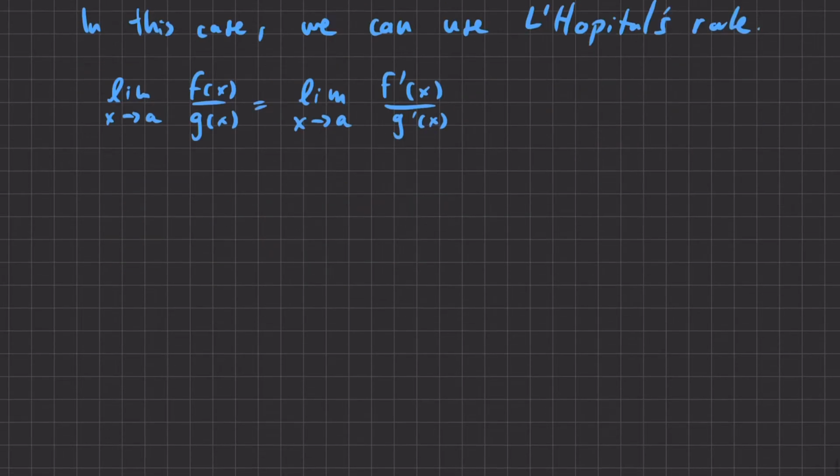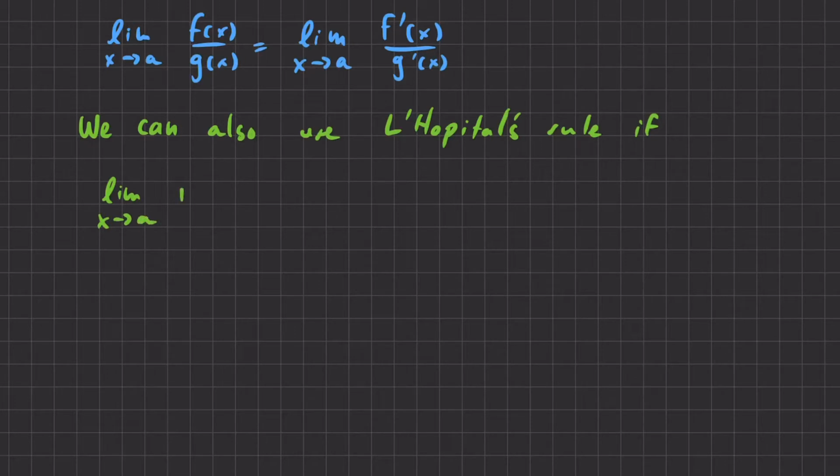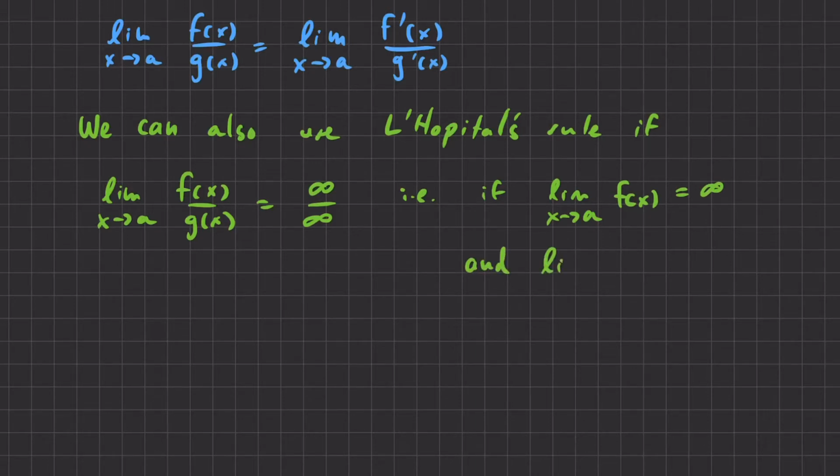So we have another case too. We can also use L'Hôpital's rule if the limit as x approaches a of f of x over g of x is equal to infinity over infinity. Or in other words, if the limit as x approaches a of f of x is infinity and the limit as x approaches a of g of x is also infinity. So if the numerator tends toward infinity, like if it blows up, right, and the denominator also blows up, then you can just differentiate the numerator and the denominator and then take the limit again. And as you can imagine, you can do this as many times as you want, right? And we'll see some examples where you do actually have to do that.